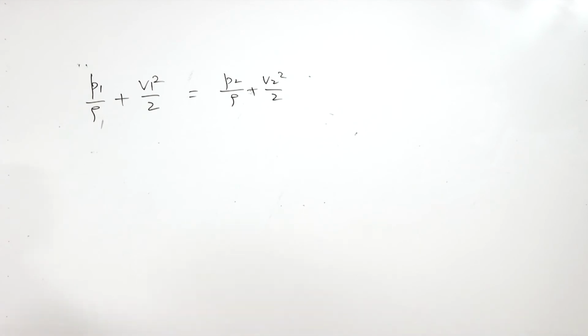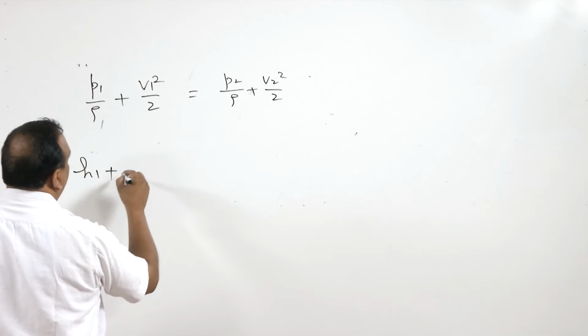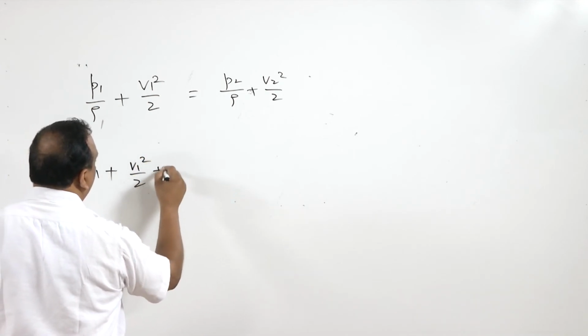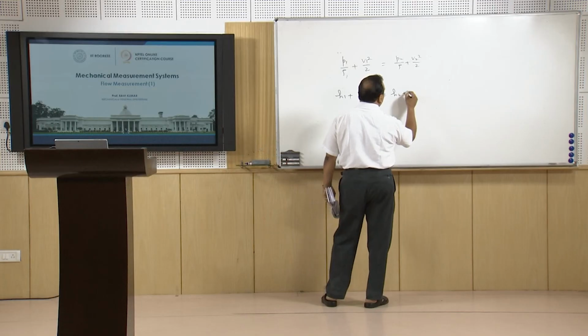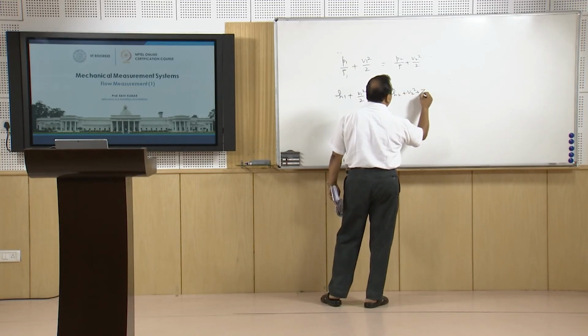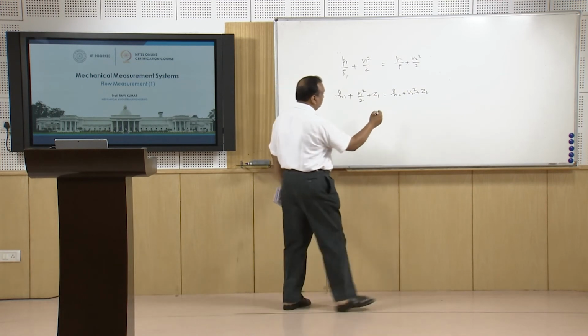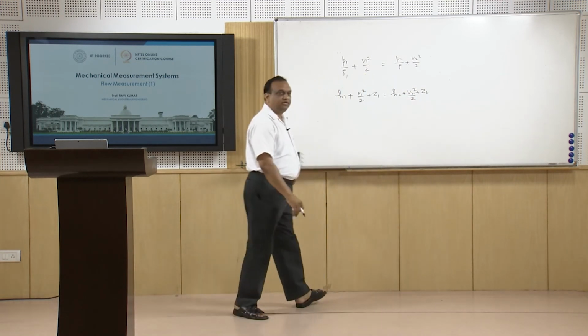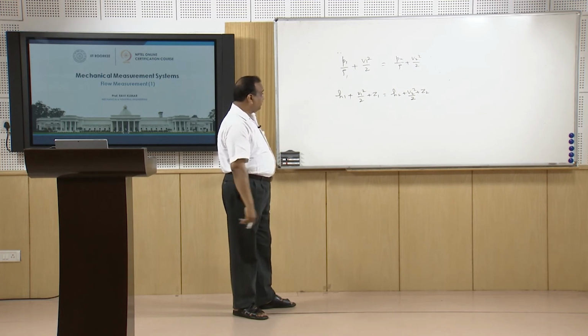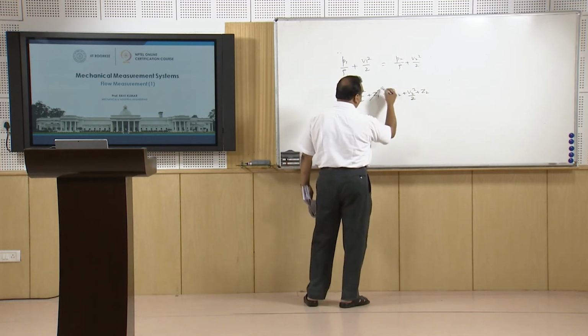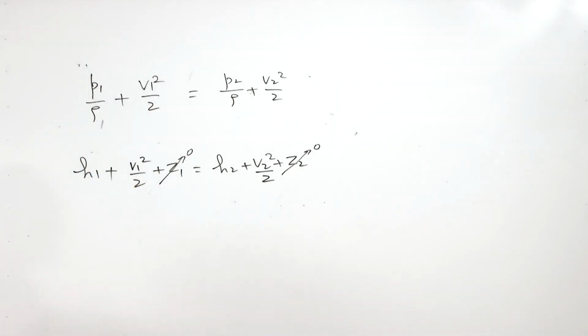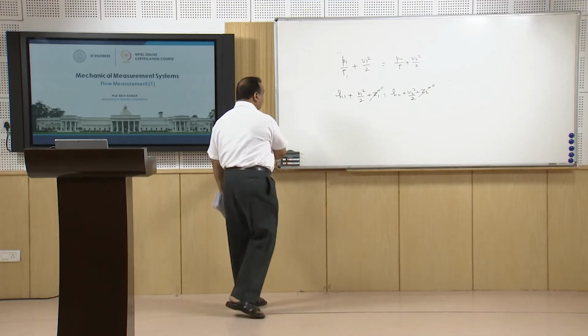Right? Now, if you compare this equation with the first law for open system, the first law for open system is H1 plus V1 square by 2 plus g Z1 is equal to H2 plus V2 square by 2 plus g Z2. Now here, this is horizontal, so this we will always consider 0.